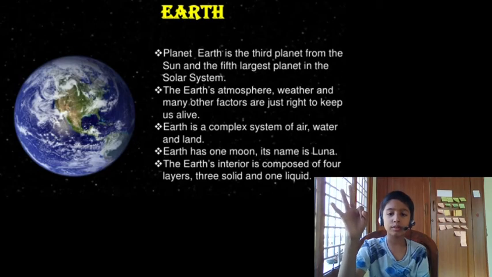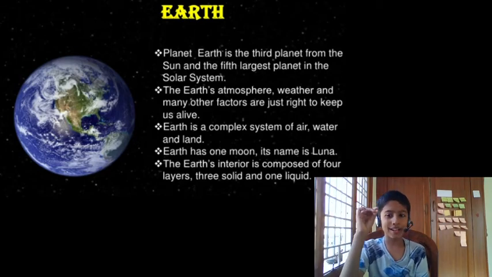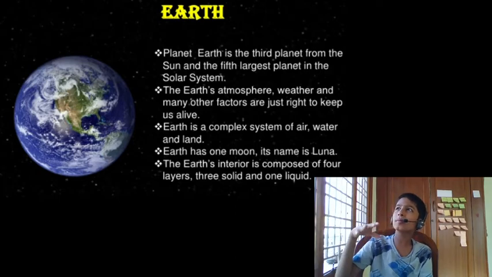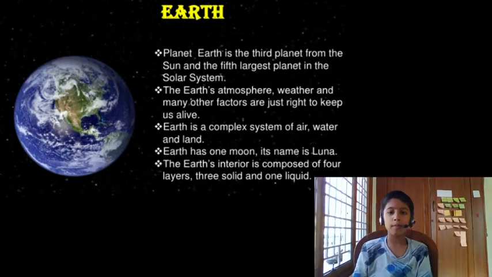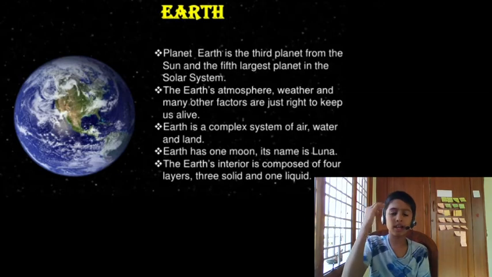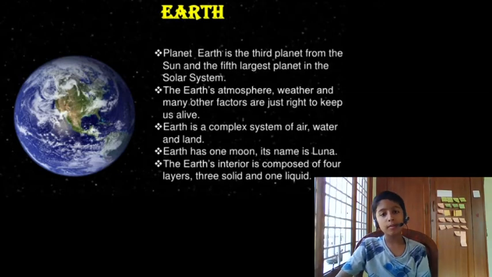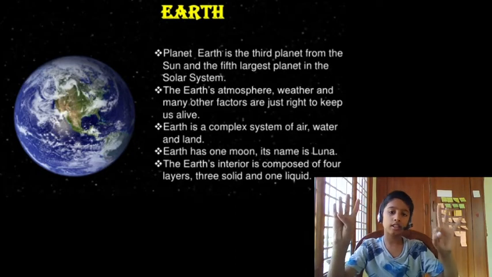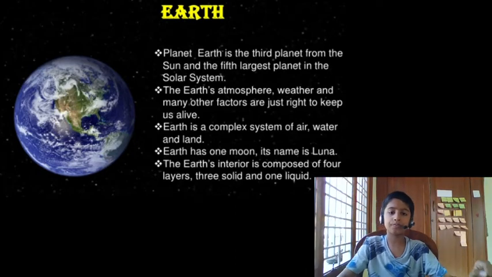Earth has a moon, and its name is Luna. Someone may know, but most people don't know the earth's moon name. The earth's interior is composed of 4 layers, 3 solid and 1 liquid.